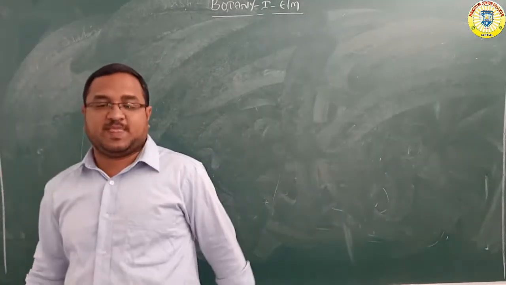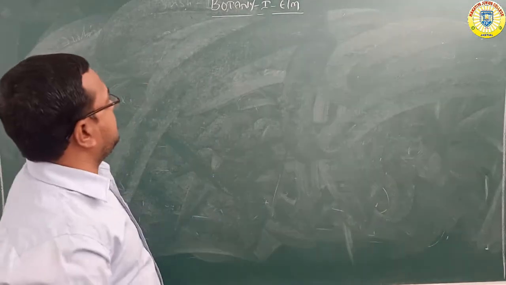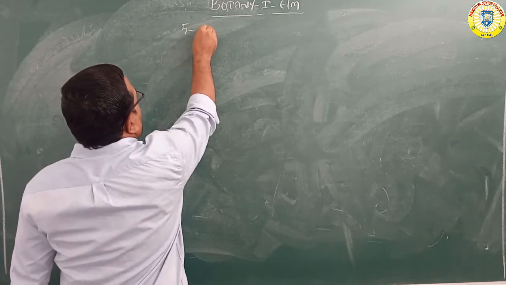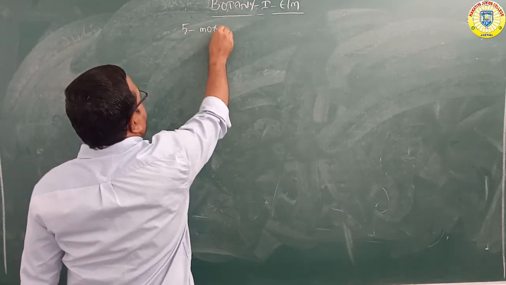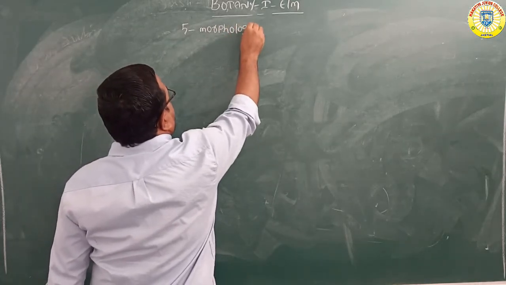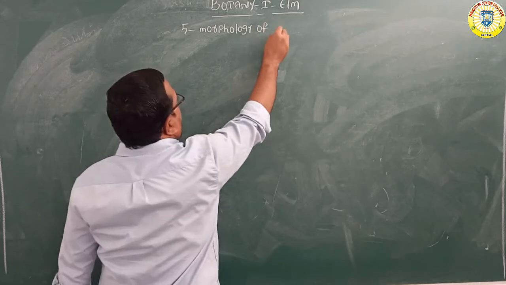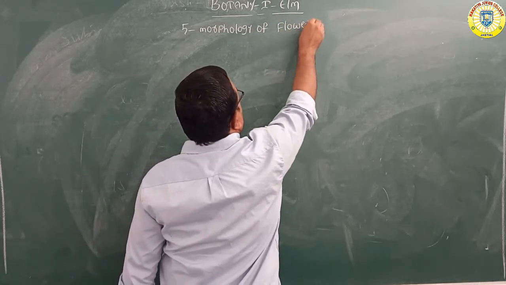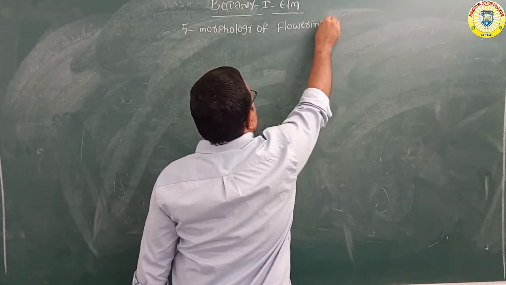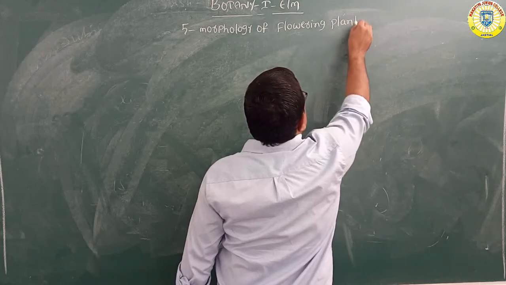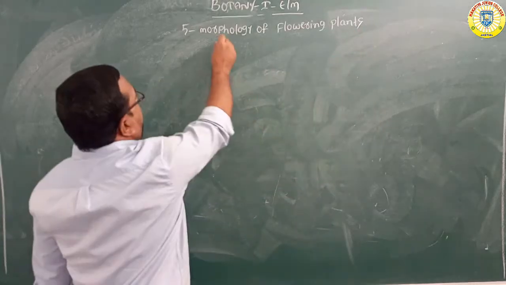Okay, good morning children. First year English medium, fifth chapter continuation: Morphology of Flowering Plants. Okay, continuation.